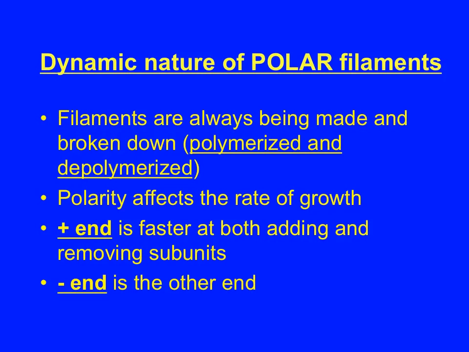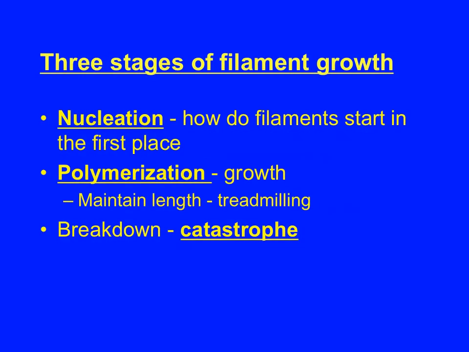All right? And the positive end, this is the way I like to think of it. The positive end does everything faster. The negative end does everything slower. So, when I say polymerization, I'm basically saying we're making, and so polymerizing, you can polymerize on both ends of an actin filament. But the plus end is going to make faster than the minus end.